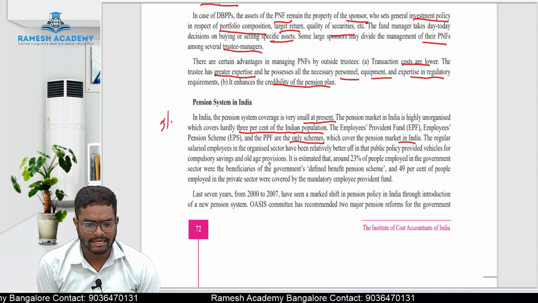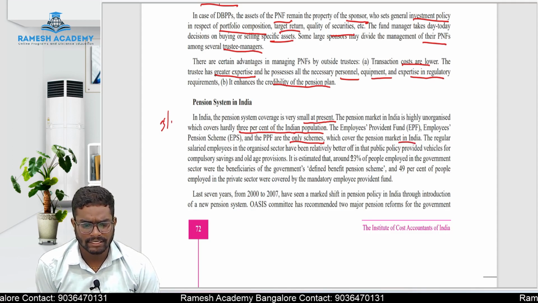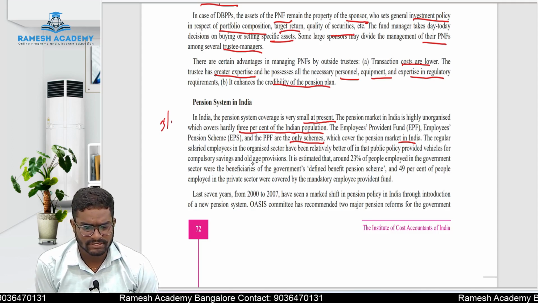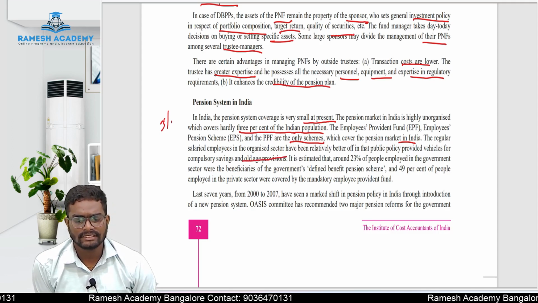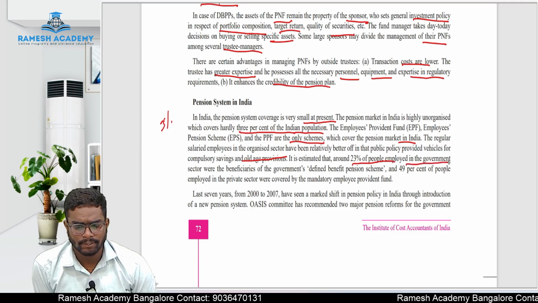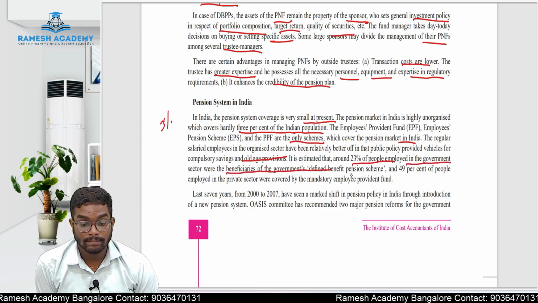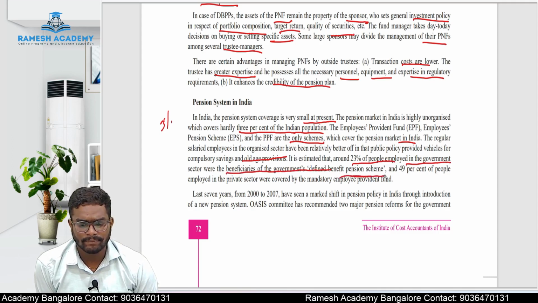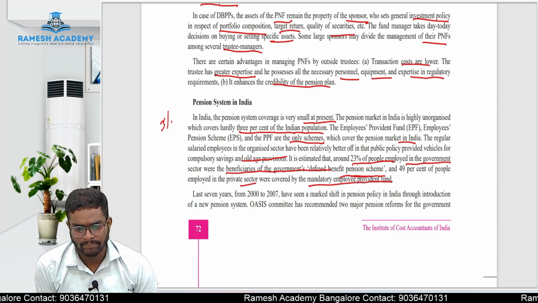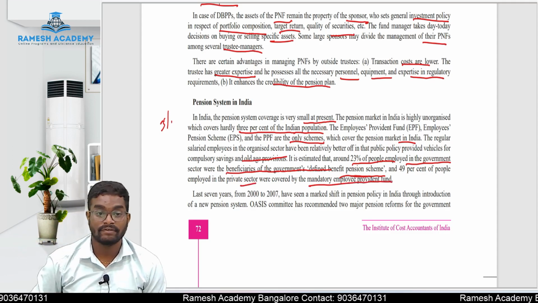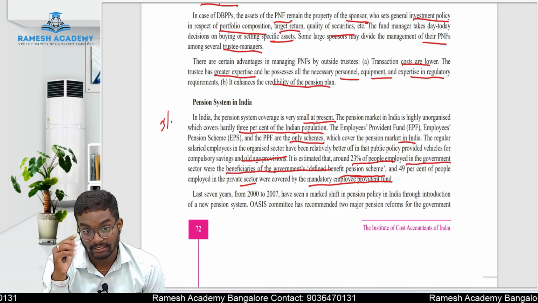The regular salaried employees in the organized sector have been relatively better off in the public policy, provided vehicles for compulsory savings and old age provisions. It is estimated that around 23% of the employed in the government sector were the beneficiaries of the government defined benefit pension scheme, and 49% of the employed in private sector were covered under mandatory employee provident fund. So every company should take a provident fund registration compulsorily, and it should deduct from the employee.